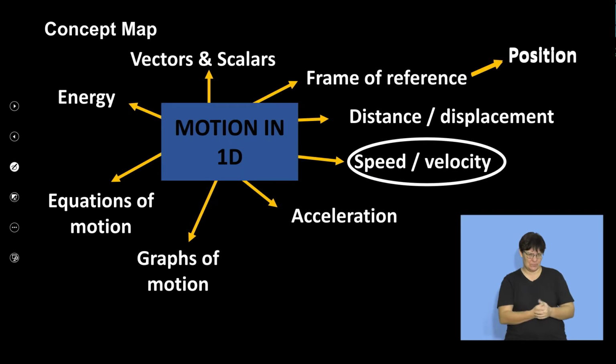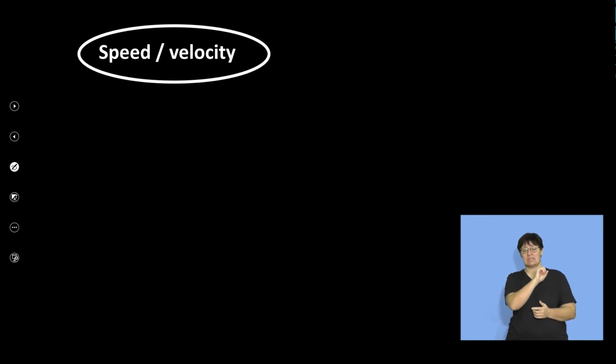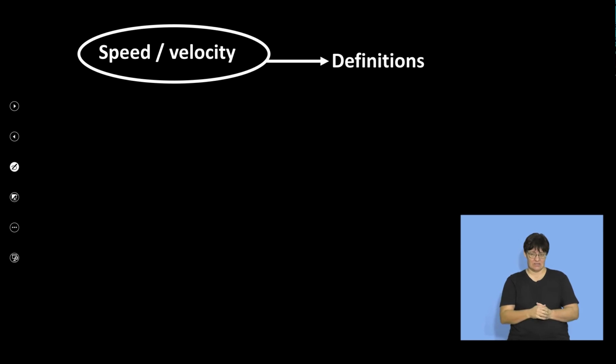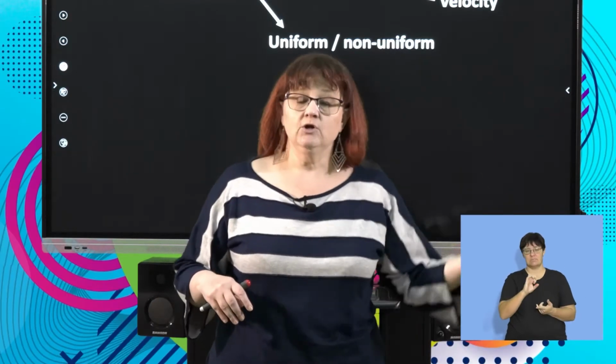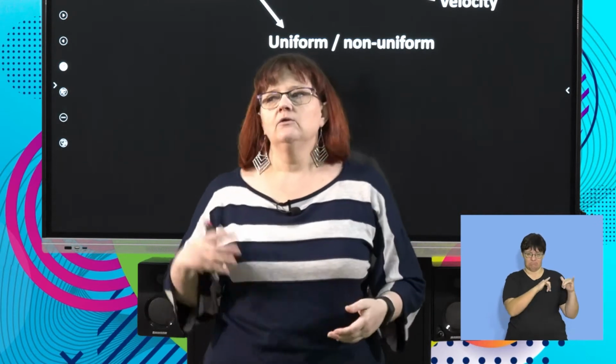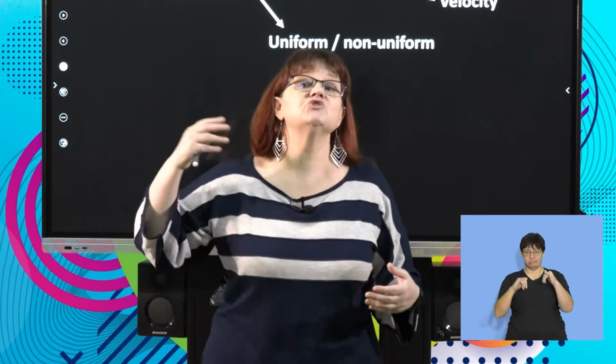Here we go. So let's look at speed and velocity. First of all, we need to define these two concepts. Okay, so we're going to define what is speed, what is velocity, okay? One is a scalar, one is a vector. We've done that. Then we need to talk about what is uniform and non-uniform. This is quite important because we're going to talk about both of those. So we get uniform speed, uniform velocity, and we get non-uniform speed, non-uniform velocity. Uniform means constant. Non-uniform means not constant, so it's changing.